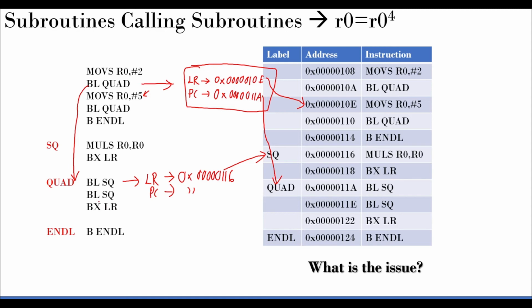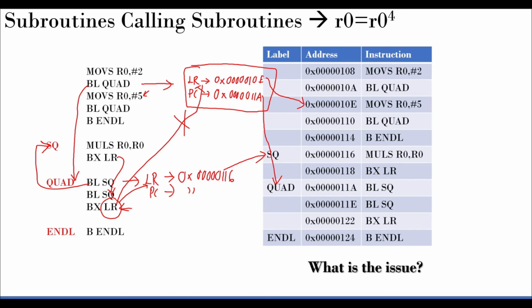Now after this it will go and execute this guy, and then BXLR will be executed. LR is this address, so this will come back to this particular address here, and then of course BLXQ again, it will go back here. But then the problem is this BXLR, this LR is basically this guy, and it's not equal to that, so it will never come back and execute this MOVS R5.